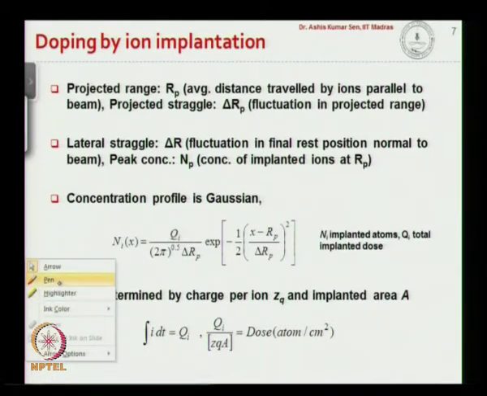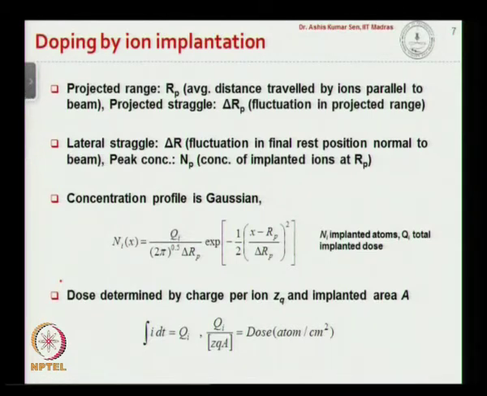The first term is the projected range. So the projected range is the average distance travelled by the ions parallel to the beam. Okay. So if you have a substrate surface here, how much distance the ion is penetrating into the wafer parallel to the beam is called the projected range. And the second term is projected straggle. So it is the fluctuation in the projected range. So if you target, let us say, this as your Rp, and there is some variation around Rp, that is known as the projected straggle.